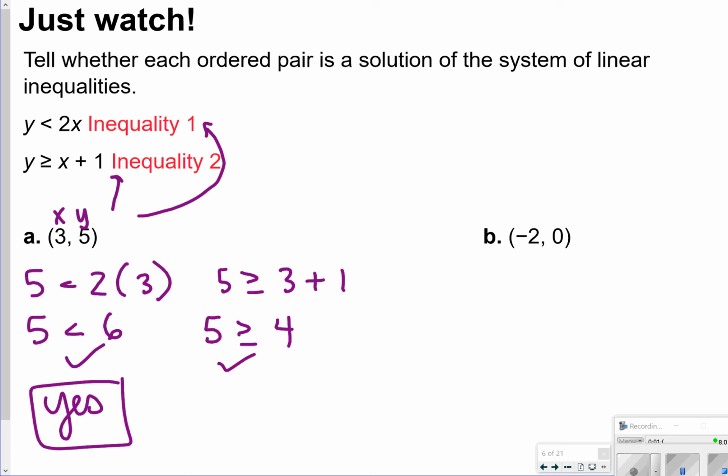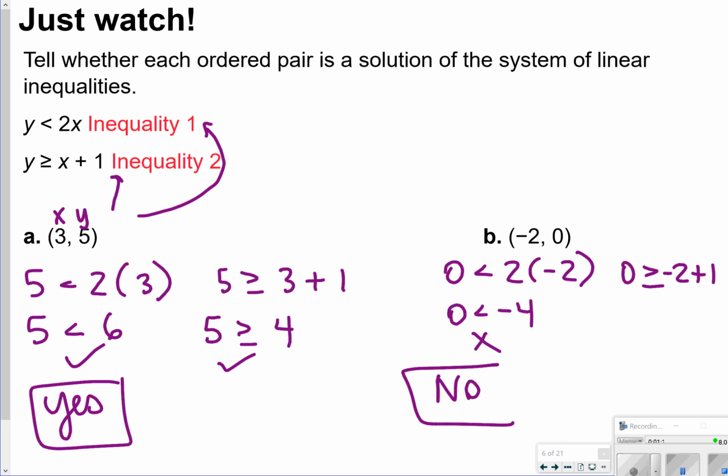With letter B, let's see what that looks like plugged in. So for this first one, we're going to have 0 is less than -4. And this one is automatically not true, so we would have to say no for letter B. Even though the second one, 0 is greater than or equal to -1, is true, it needs to be both true in order to be a system. So we would have to say no for letter B.